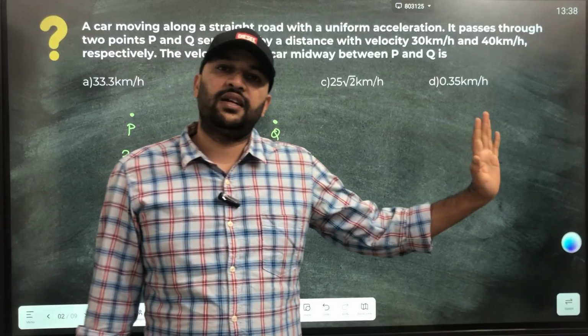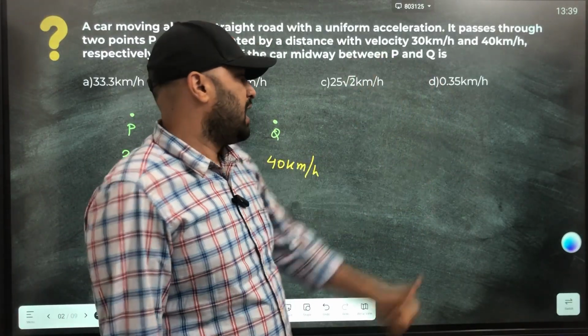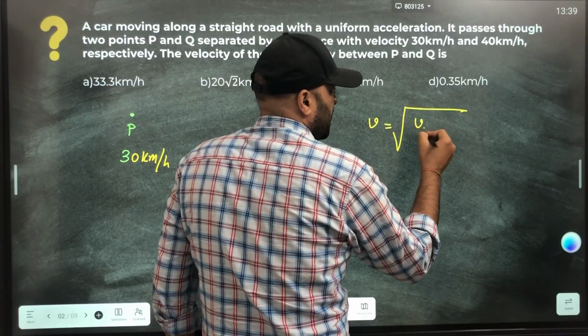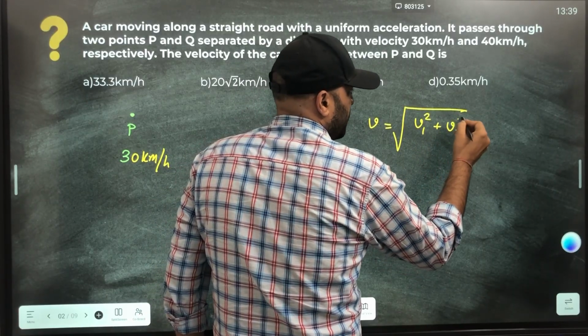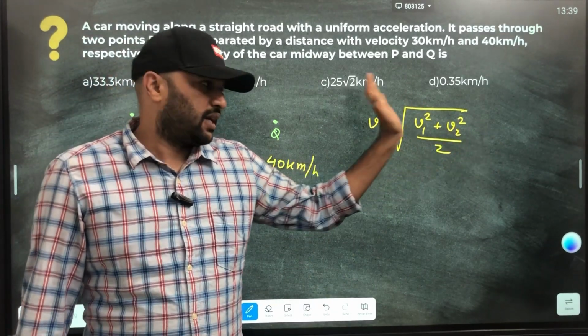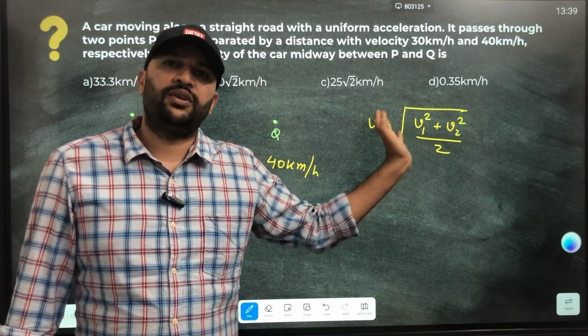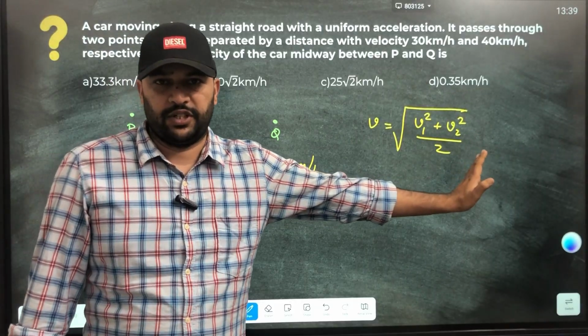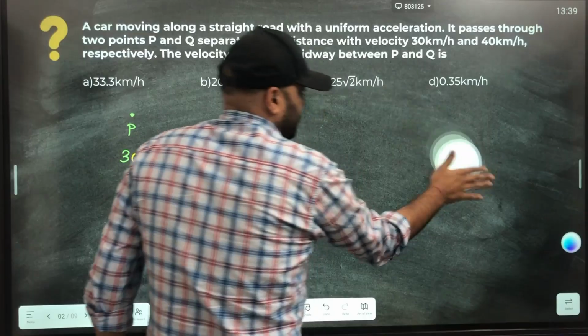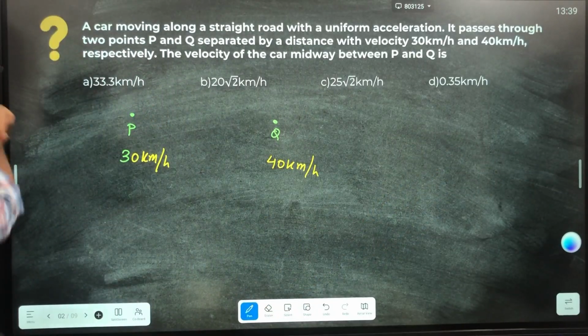There is a direct relation for this, and that relation is v equals root under (v1 square plus v2 square) whole divided by 2, right? This is direct, but we will derive it, because these are revision lectures. I will derive this so that you will recall how we got this expression. So let me start with this. I am removing this, and we will see at the end that we get the same relation.